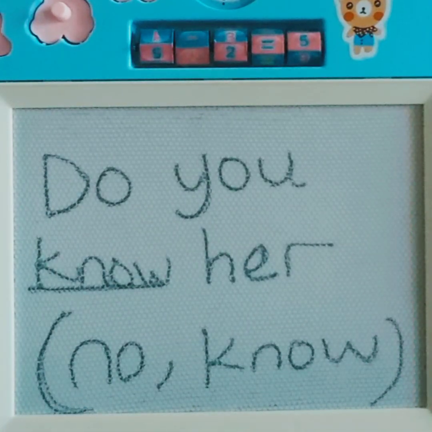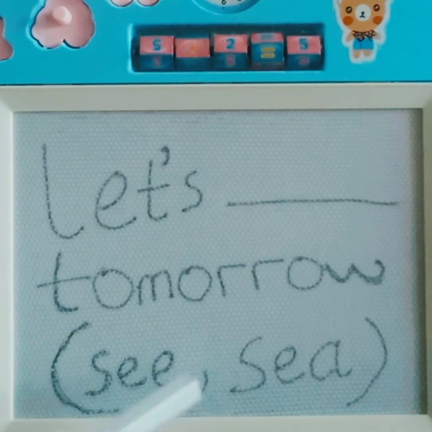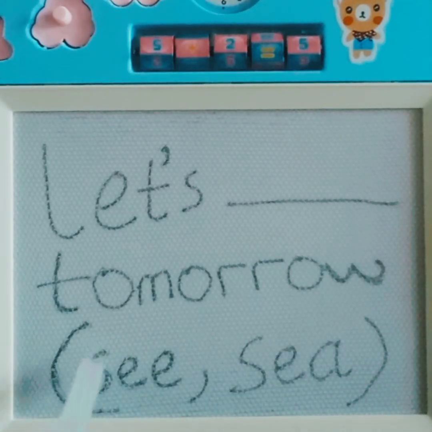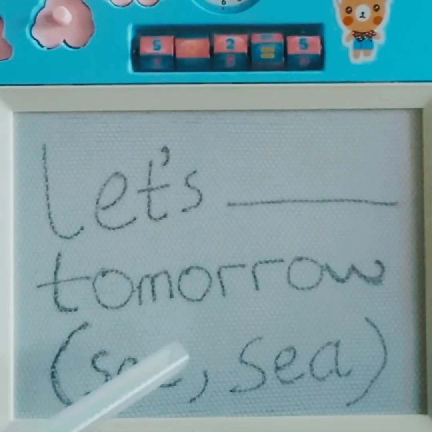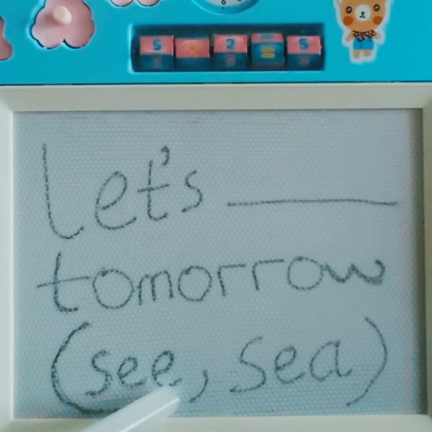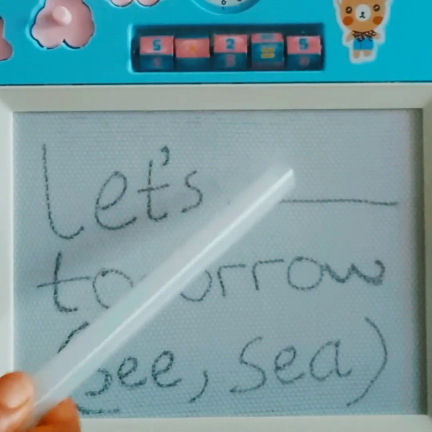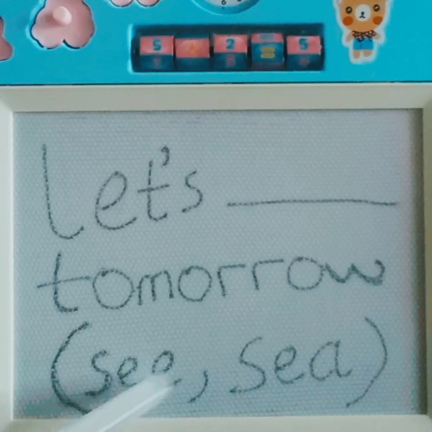Our next class work is, in this second class work, we have the homophones sea and see. S-E-E, S-E-A. Let's see tomorrow. Which of these should be here? Is it this or this? If you said S-E-E, you answered correctly. See is the right word for this sentence. Let's see tomorrow.